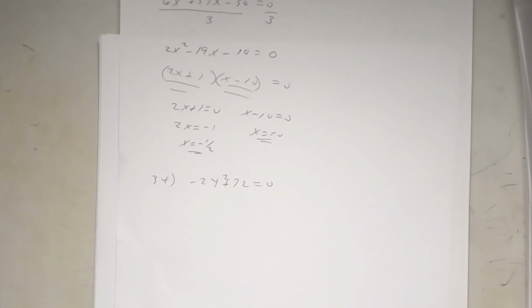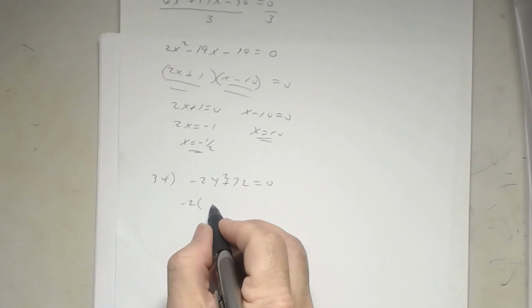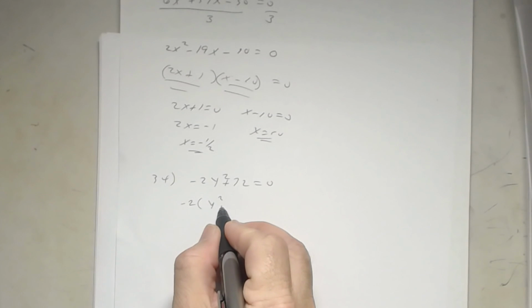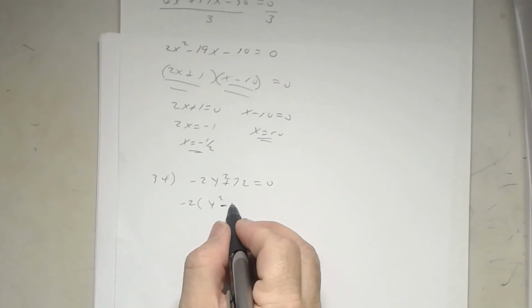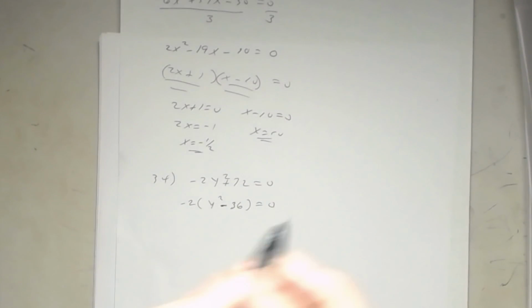You need another y? No, you don't. Can you factor out a -1? Okay, she said factor out -1. Why -1? Come on, guys. What's the GCF? -2. Now, the GCF is -2. -2 times what? Y squared minus 36. All right, so that's where I'm at.